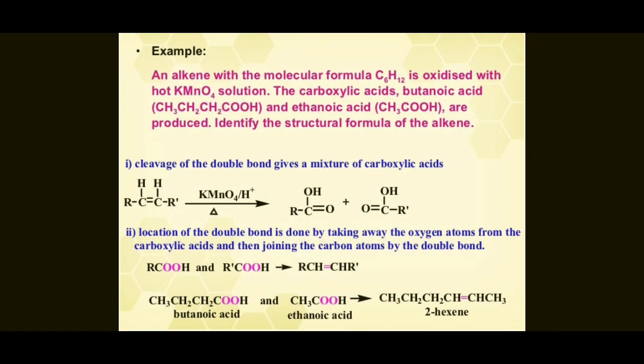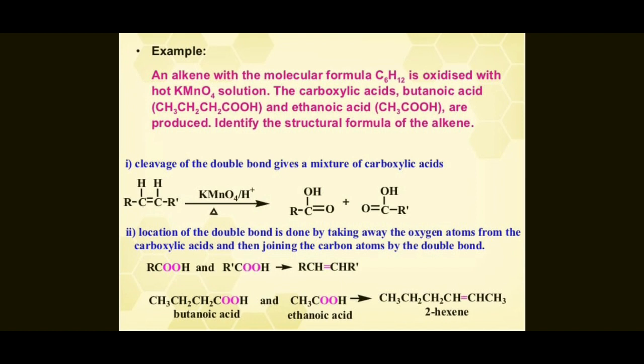So students, this explains the examples. Cleavage of the double bond gives a mixture of carboxylic acids. So RCH=CHR' reacts with permanganate in the presence of acid and is converted to RCOOH plus R'COOH.